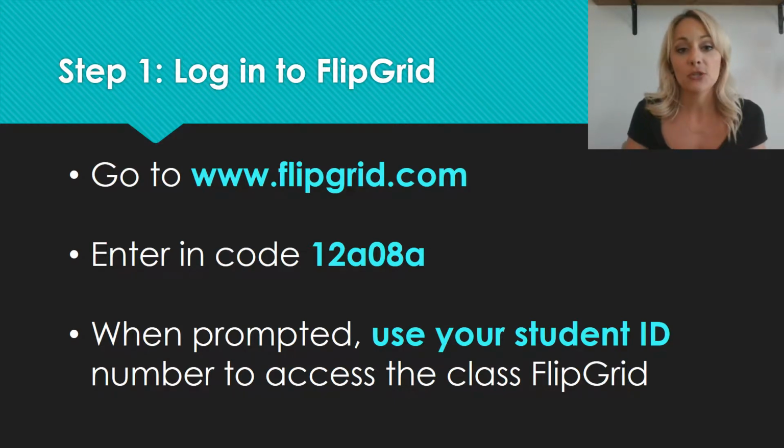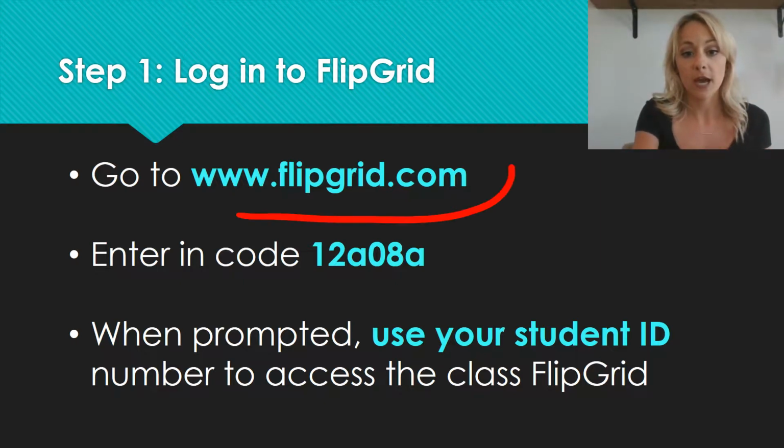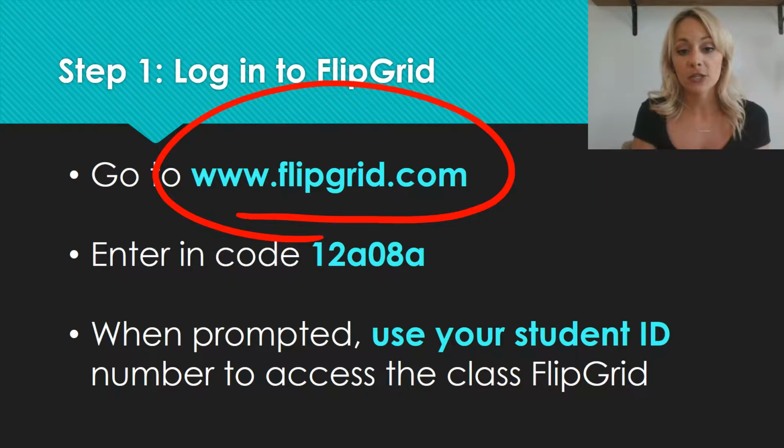The first thing that you want to do is log in to Flipgrid. You would go to www.flipgrid.com and you're going to enter in code 12A08A. When prompted, you will use your student ID number to access the class Flipgrid.